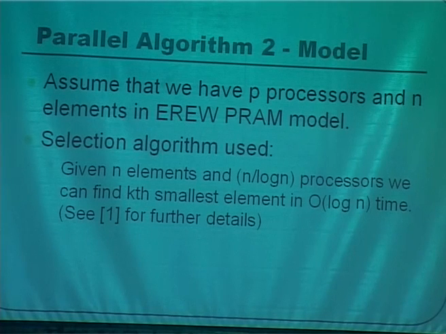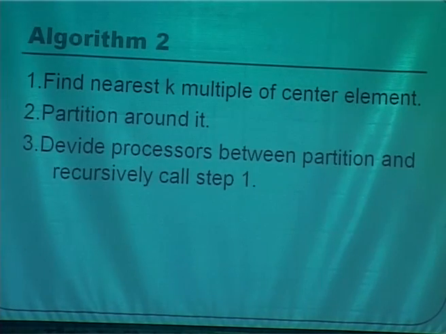Now, in case instead of the CREW model we have the EREW model, for this case we will use a selection algorithm given in paper reference number 1. That algorithm suggests that given n elements and n by log n processors, we can find the k smallest elements in order log n time. Now the algorithm is quite simple. Find the nearest k multiple of the center element, partition around it, divide the processors between the partitions, and recursively call step one. Instead of the median, we are using the nearest k multiple of the center element.